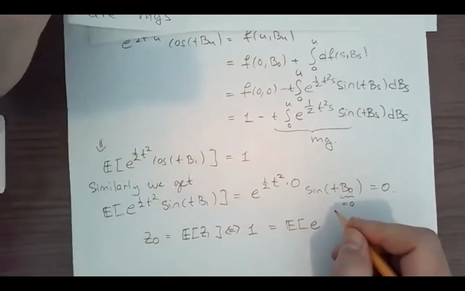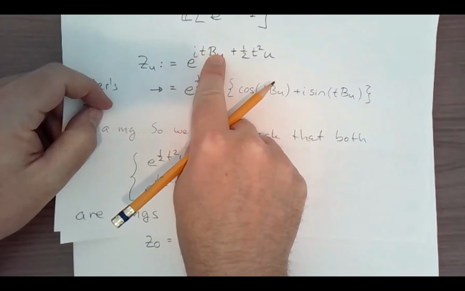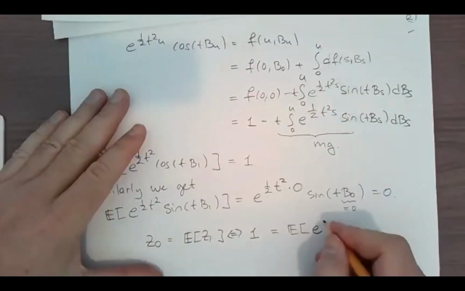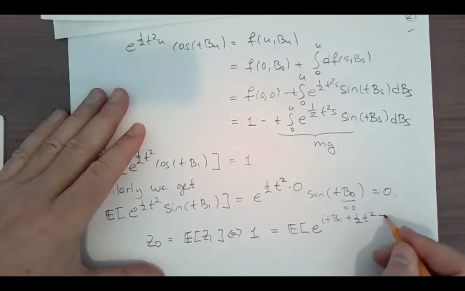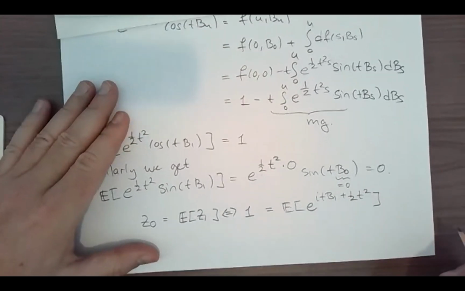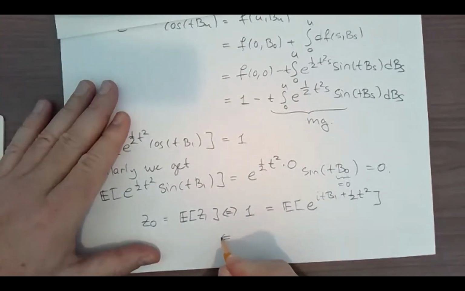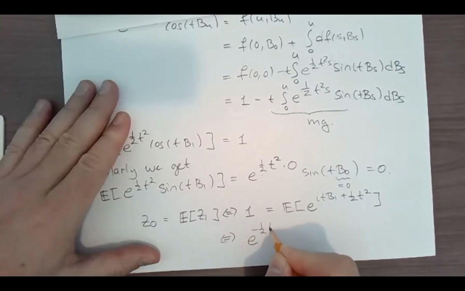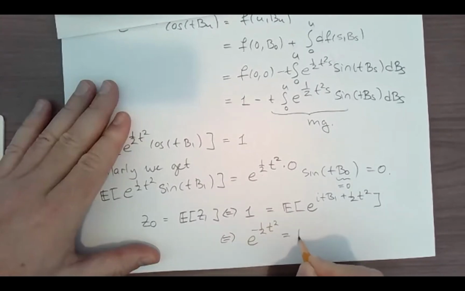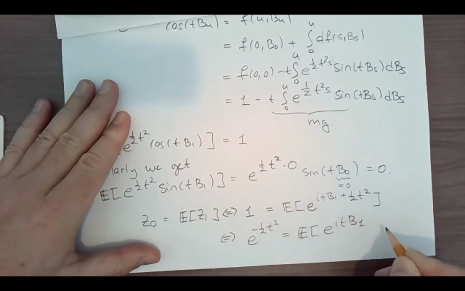of e, and then what was it? It was this itB1 plus this thing, itB1 plus 1/2 t squared. And again, this part here is non-random. We'll now get that this is e to the minus 1/2 t squared. This is the characteristic function of itB1.